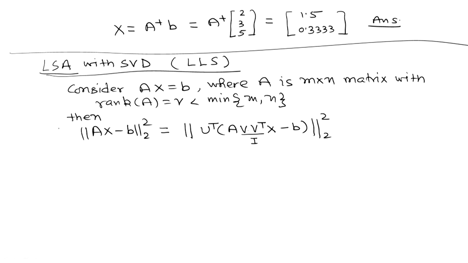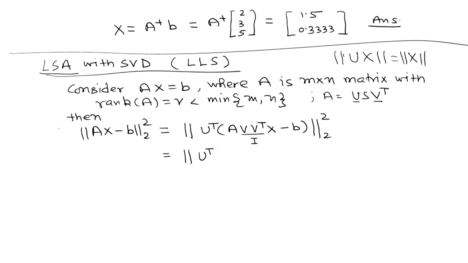Moreover, I am pre-multiplying this particular vector by U transpose, and in the singular value decomposition of A, you know that U and V are orthogonal matrices. Since U is an orthogonal transformation, U transpose is also an orthogonal transformation, and we know that if U is orthogonal, then the norm of Ux equals the norm of x, meaning norm is preserved under orthogonal matrix multiplication. So, the same thing I am doing here.